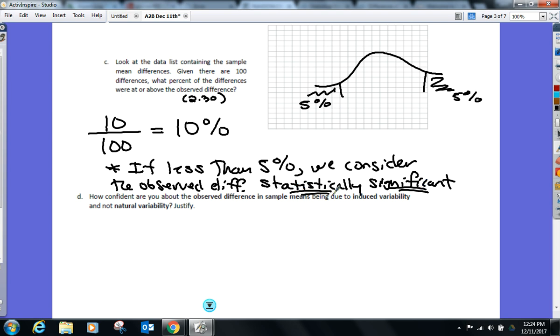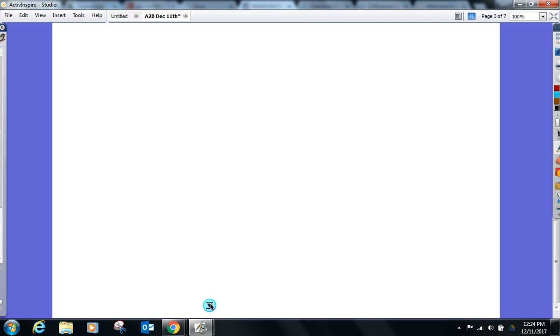Okay, if that number is less than 5% outside, it is unusual, which means it's statistically significant. Megan, go. I think that if it's 5% or below, it's unusual. So statistically significant. Yep.